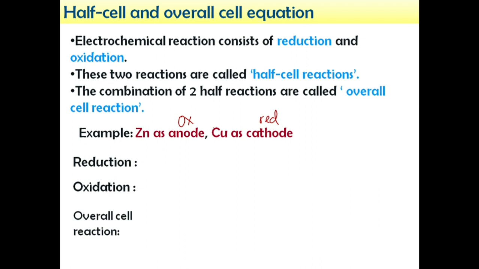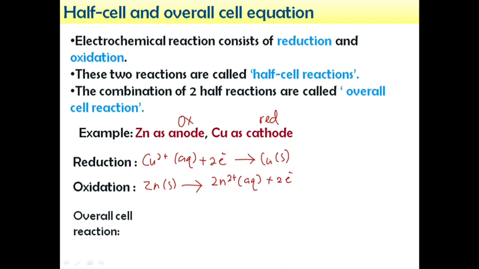So untuk reduction, copper yang terlibat, jadi daripada Cu2+ ion, it will receive 2 electrons, produce copper solid. Okay, what about oxidation? Zinc solid will release electron, produce zinc 2+ ion. Okay, so plus 2 electron.